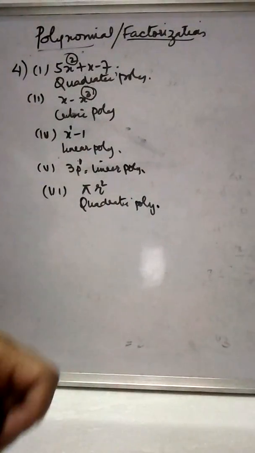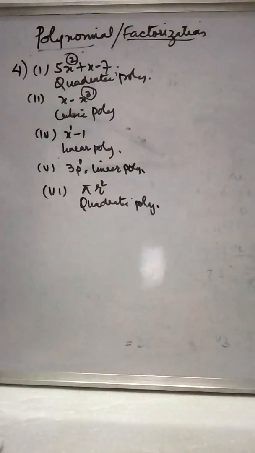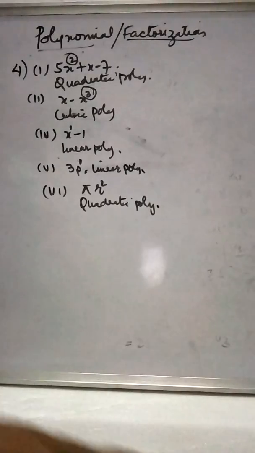Okay, so next there are some true or false. So we will go for the zero of the polynomial. What do you mean by the zero of the polynomial? See, whenever we substitute any value in a polynomial and because of that value we get 0, then that value is called the zero of the polynomial.